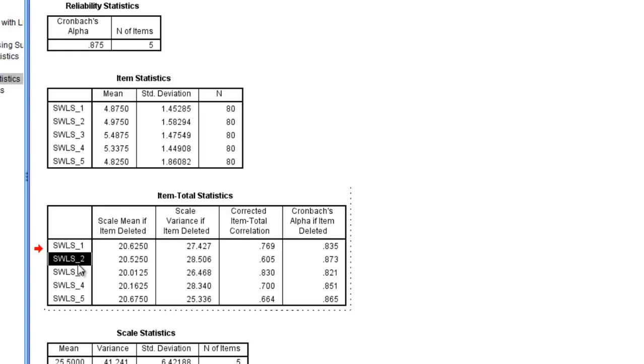But I certainly wouldn't want to throw that item out. It's used in research and it's not hurting the scale at all. And you don't really want to throw out items when you're using established scales, typically.